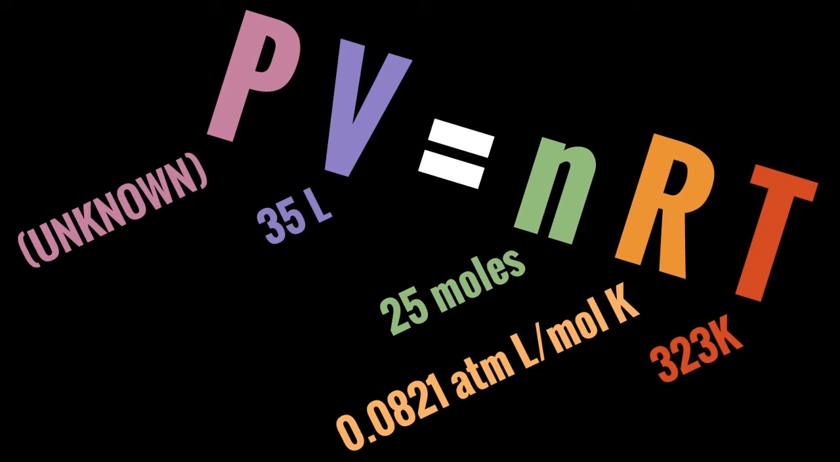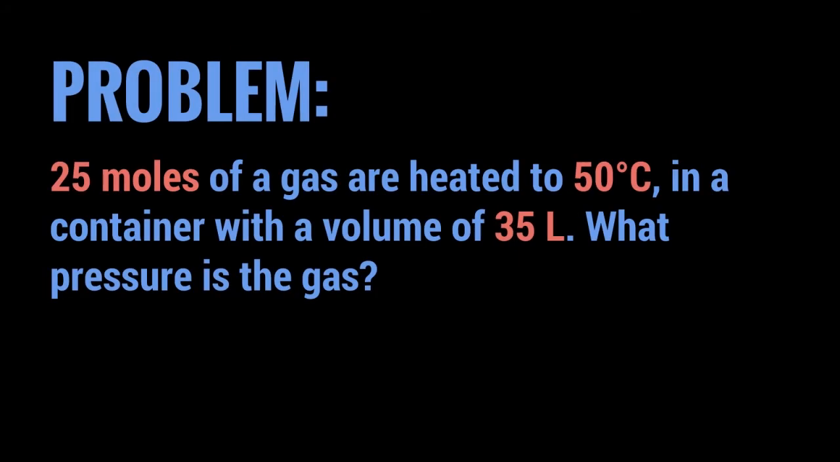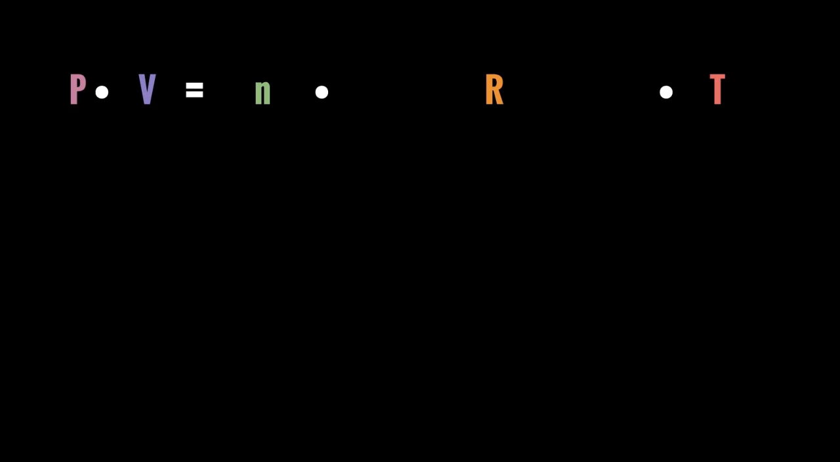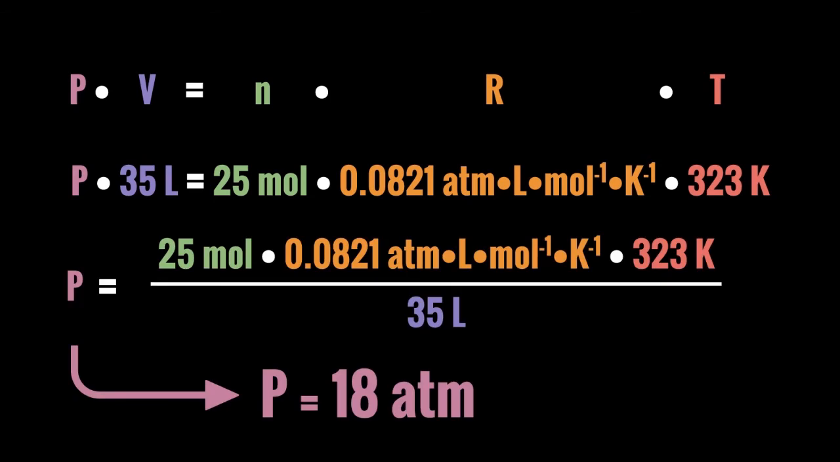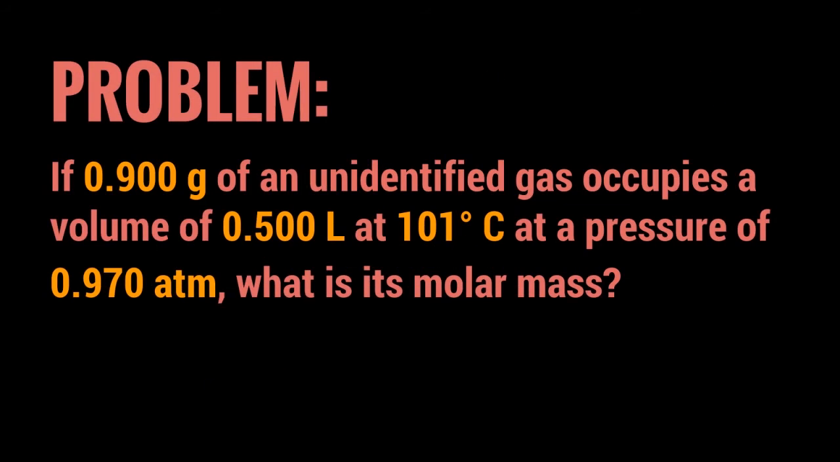If you're wondering where we got 323 Kelvin, we are given 50 degrees Celsius, and to convert to Kelvin, we add 273. So we have our base equation, we plug in the values, bring P to one side, and we solve for P: 18 atmospheres of pressure. Now we have another problem.